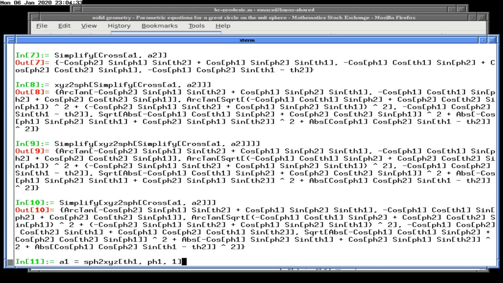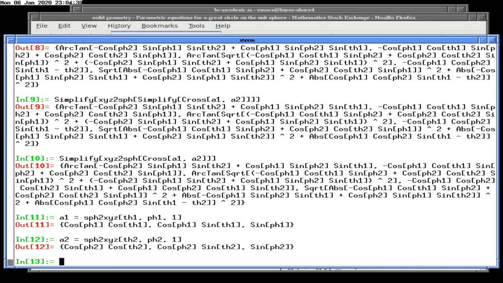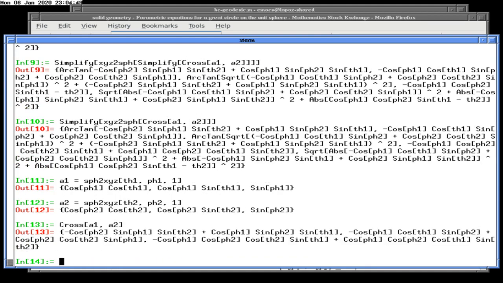If we let A1 be this point, and A2 be this point, they're not perpendicular to each other. But it's easy to find a vector that is perpendicular to both, because that is called the cross product. That's the definition of the cross product. And this actually looked better when I was using x, y, and z coordinates instead of using spherical coordinates. Let me go ahead and do that again.